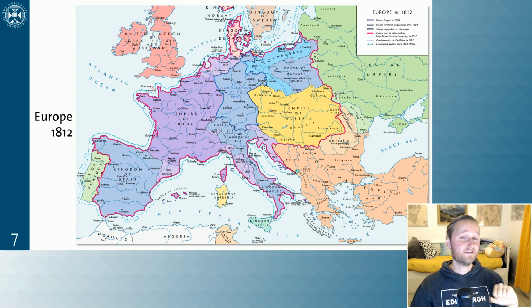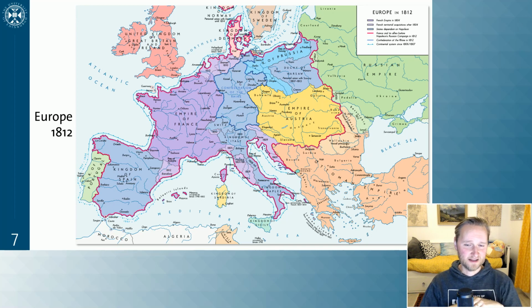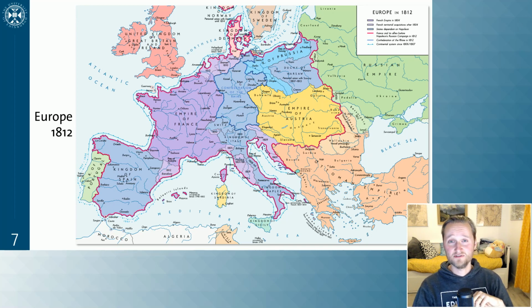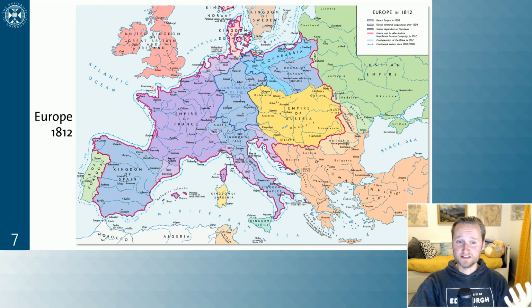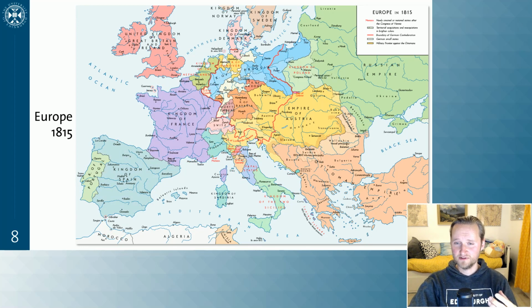And then they sent him off finally all the way off into the Atlantic, from which he shouldn't return in his lifetime, onto the island of St. Helena. So between this, 1812, and this, 1815, Europe changed quite a bit, because this is Napoleon's Europe, and this is Europe after Napoleon was beaten.